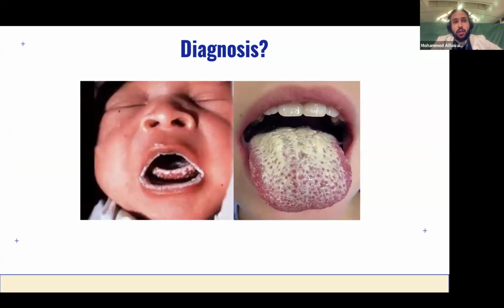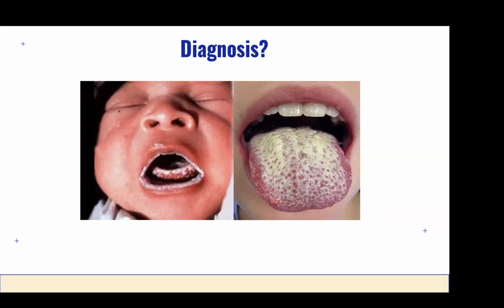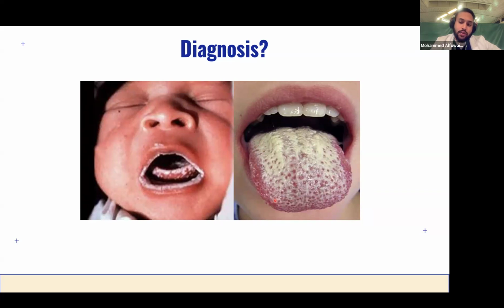Then you have this patient. This is a baby, obviously, but let's just say a patient who's asthmatic, taking inhaled corticosteroids for a long term, and then develops this. What's this? Oral thrush. Oral thrush, yes. What's the organism?